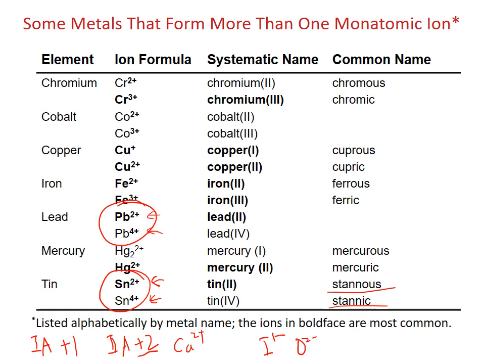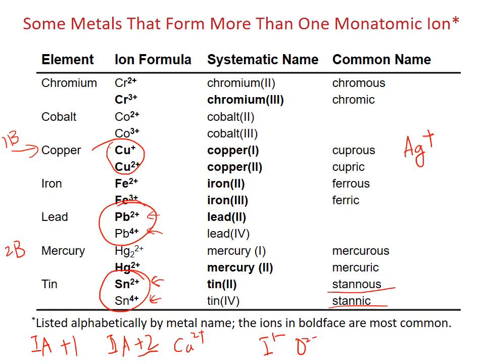Transition elements, on the other hand, most of them have variable charge. For example, let's look at group 1B. In 1B, there's one element that has a fixed charge, and that's silver. Silver forms 1 plus. On the other hand, copper forms 2 possible charges. One is 1 plus, one is 2 plus. What about the 2B? 2B is the mercury group.